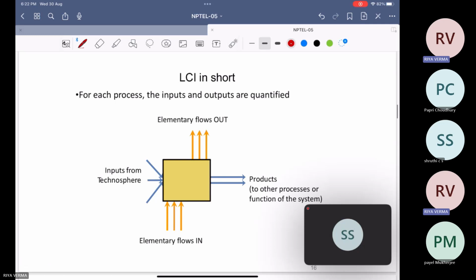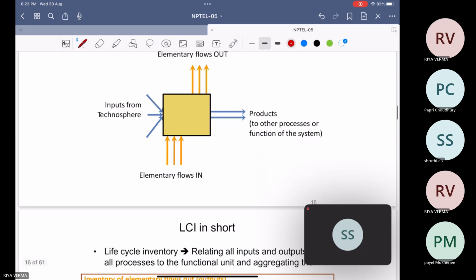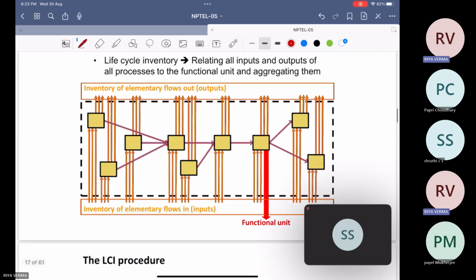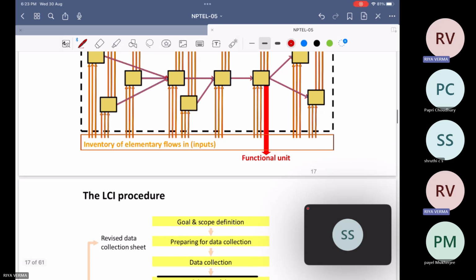So for each process, the inputs and outputs must be quantified. For each unit process, we need to have some elementary flows in and some elementary flows out. For all the inputs and outputs, we need to have quantitative data about them. After that, we relate all the inputs and outputs of all the processes to the functional unit, and then we aggregate them to find the net input and the net output, and then only can we go for the interpretation phase. So that is your whole life cycle inventory formation.